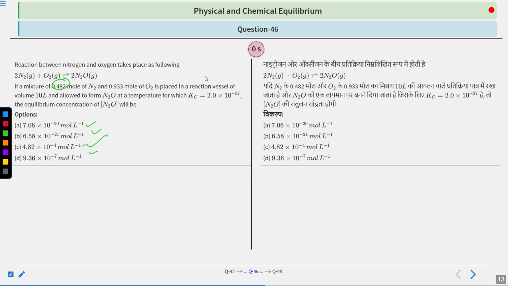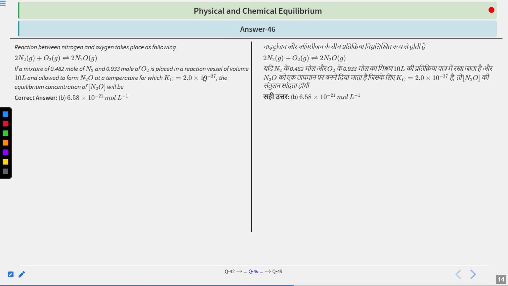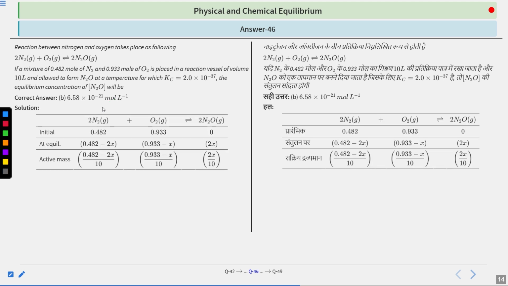Okay, so your time is up. For those who have solved it, the correct answer is B, 6.5 into 10 to the power minus 21. So this is our reaction, right? Initially we have 0.482 of N2 and 0.933 of O2. Now at equilibrium, according to the stoichiometric coefficient, if x is the dissociation fraction, then 0.482 minus 2x.